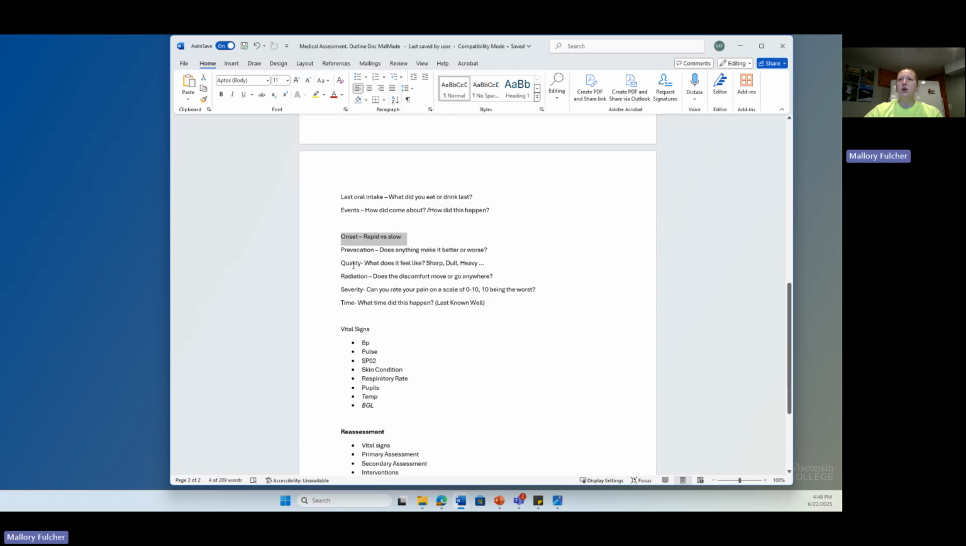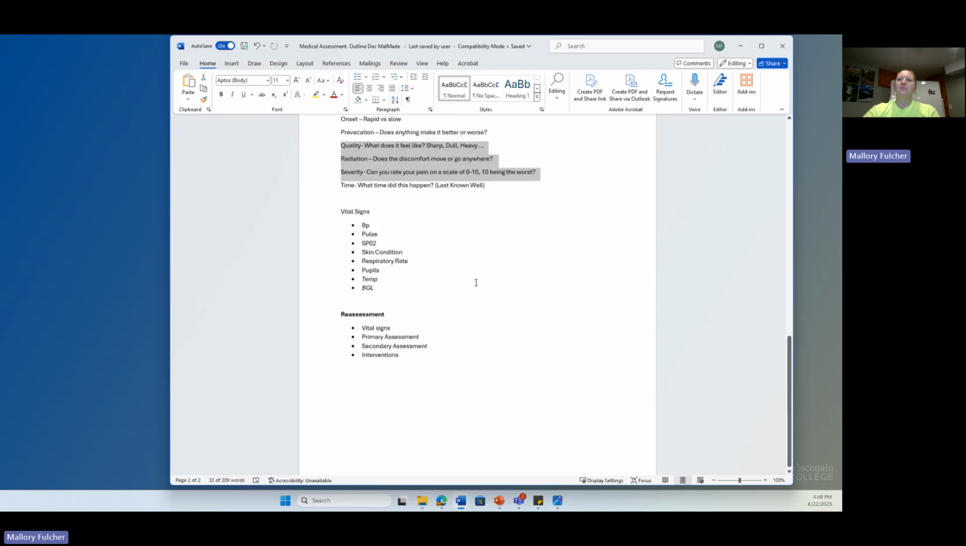Onset doesn't really change. The QRS in our OPQRST is the part that we really want to focus on. Quality, radiation, severity. That can change. So how does it feel? Does it move anywhere? And what is the severity? Some of our interventions can change this, hopefully for the better. But also with our patient, say it's a heart attack, if the heart attack is getting worse, these are going to change, right? So we'll focus a lot on that.